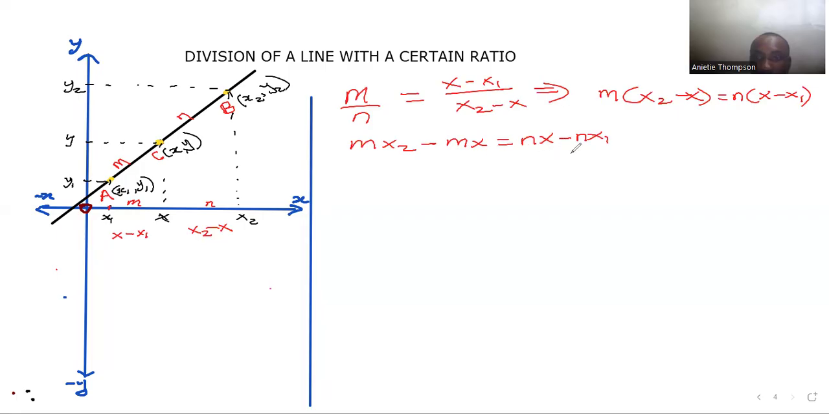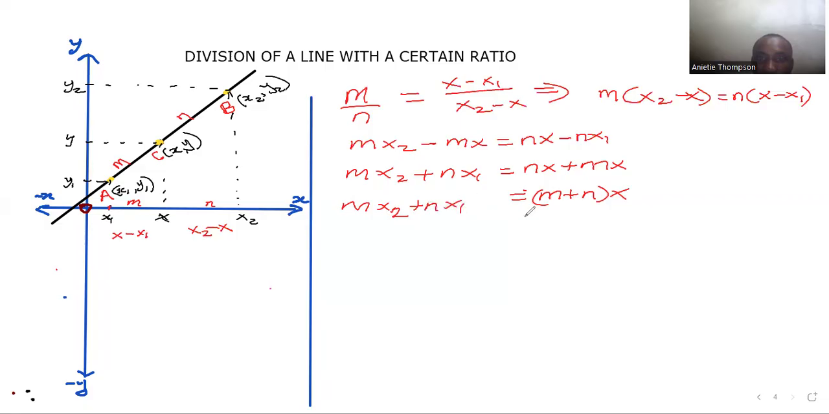I want to make x the subject of the formula. So I will move this nx1 to the other side. So we have mx2 plus nx1 equals nx plus mx. Of course, x is common there, so I can write that as m plus n, and x here, equals mx2 plus nx1.